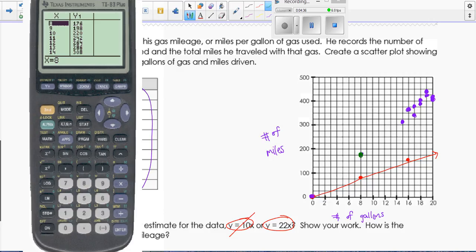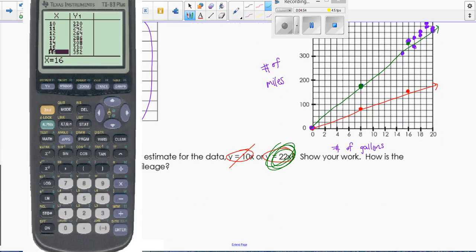And then at 16, it's at 352, right about here, so you can see that this is actually following, if you can draw a straight line, the data. So this equation right here is the best line fit. Okay?